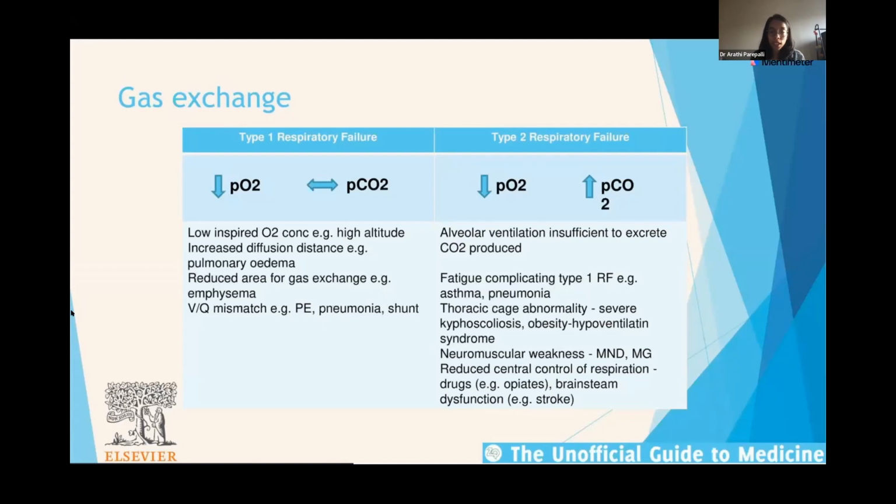And then neuromuscular weakness as well. So things like MND or myasthenia gravis, they can tire you out, so you're not ventilating well enough to get rid of that CO2. And another way would be reduced central control of respiration. So things like opiates or brainstem dysfunction can cause you to not adequately ventilate. So things to remember here: in type 1 respiratory failure, you're only affecting your oxygen levels, but CO2 is fine. In type 2 respiratory failure, oxygen is decreased and you're starting to retain CO2.